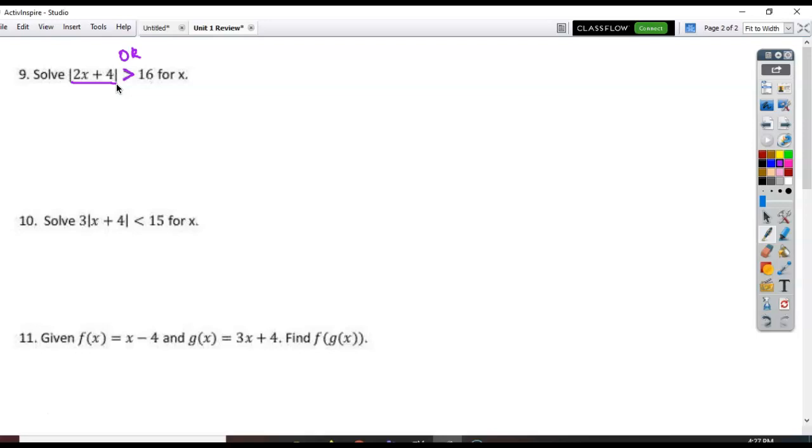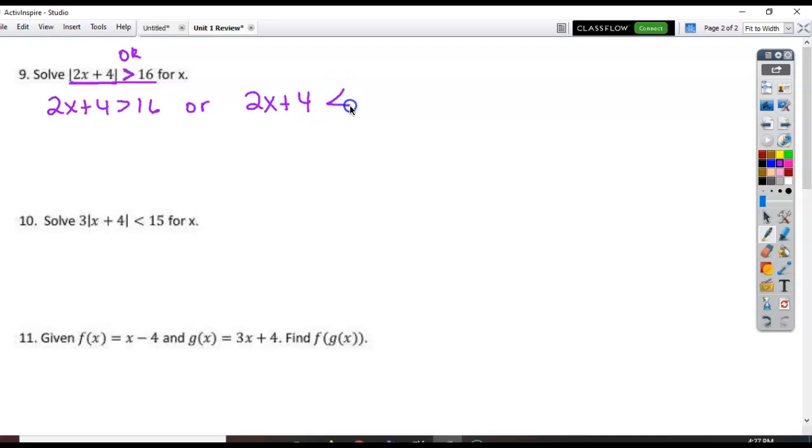It is. So now what we're going to do is we're going to write 2x plus 4. We take off the absolute value bars and greater than 16. So you write it just like it is right there. Then you put or. You write down the information that's inside the absolute value without the absolute value bars.